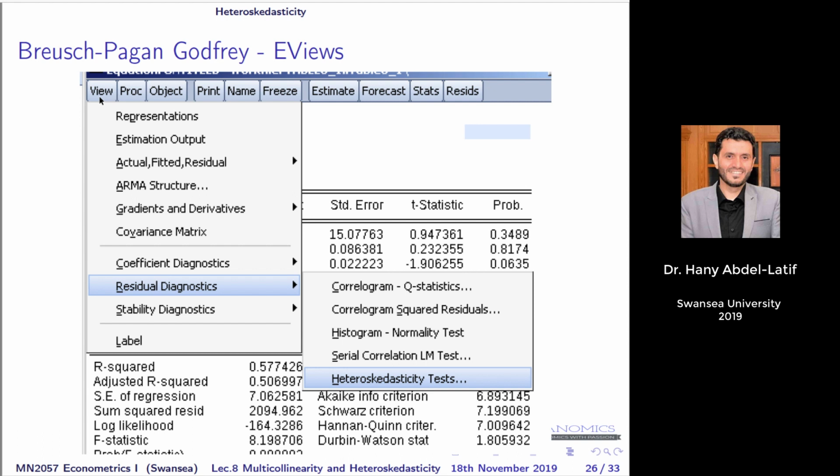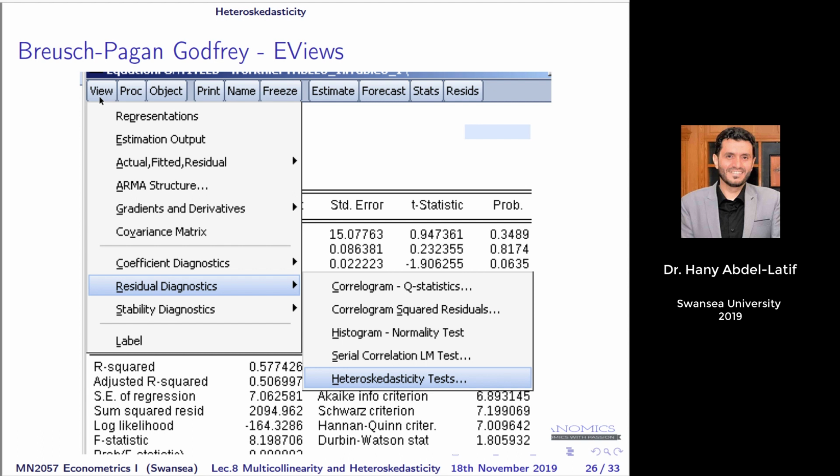Yeah, so this is how you do it in EViews. You don't need to worry about what I said, but you still need to understand what it does, because in EViews you can do a few clicks and get the test done for you, but you still need to understand how the tests work.